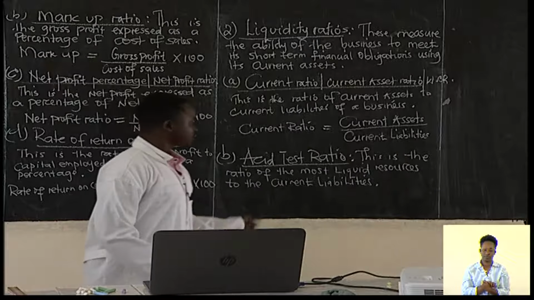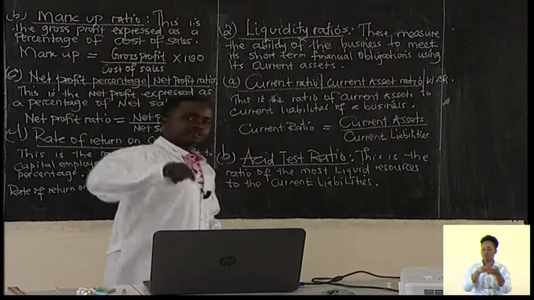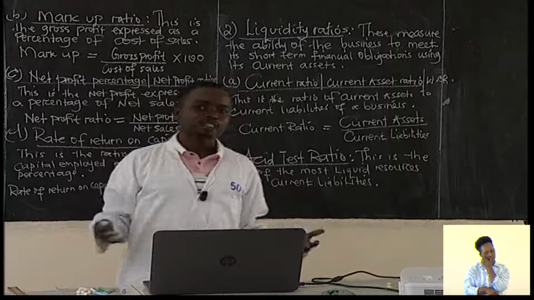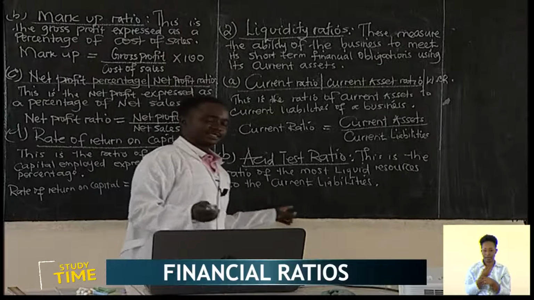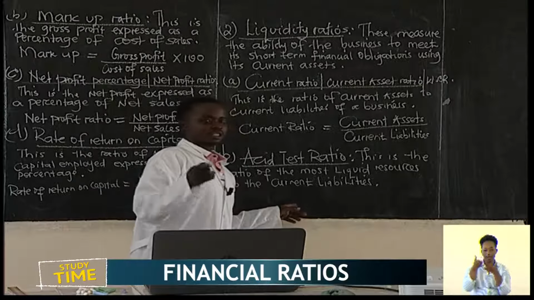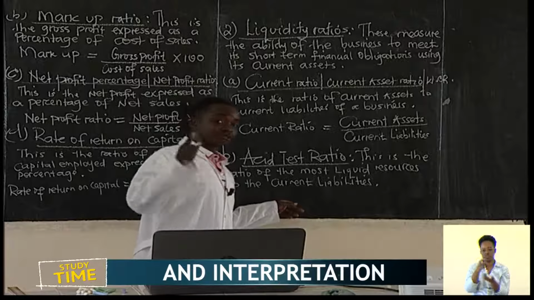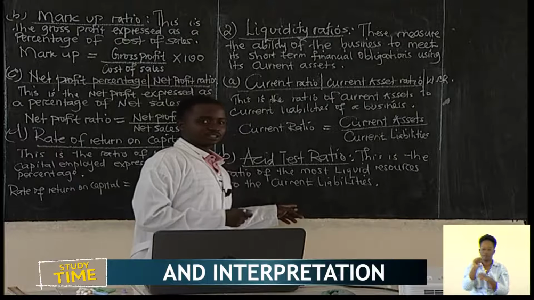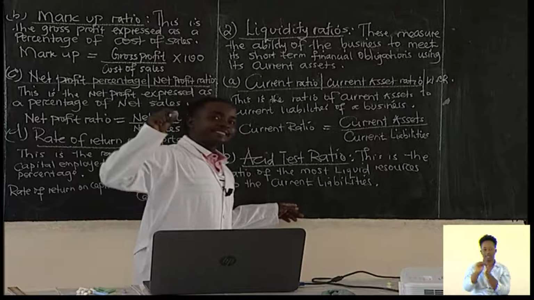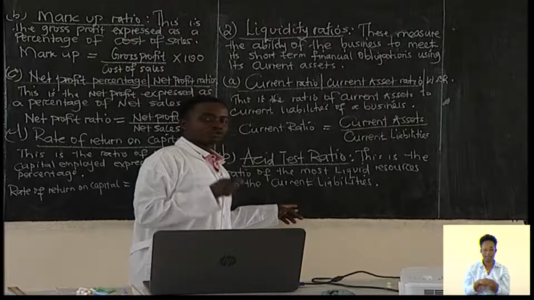What do we mean by most liquid resources of the business? When you talk about liquidity, it is the ease with which assets can be turned into cash. That's what we call liquidity. And therefore, when we look at current assets, we have cash at hand, cash at the bank, sundry trade debtors, that is accounts receivables, prepaid expenses, then unpaid income, outstanding income, accrued income.